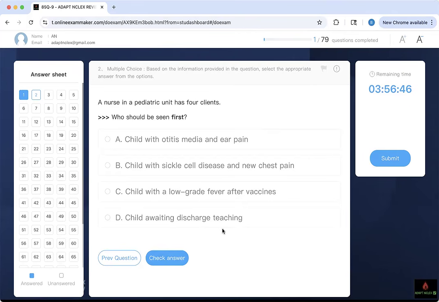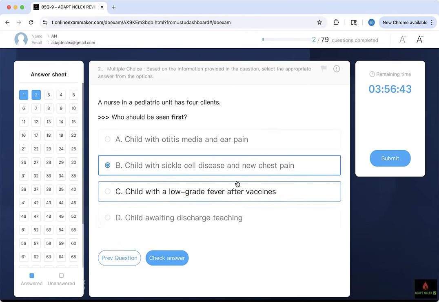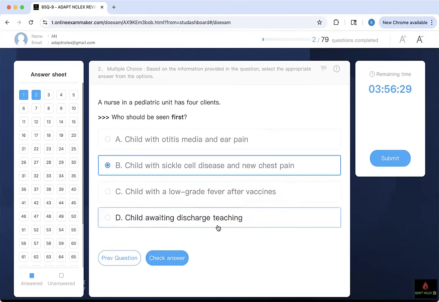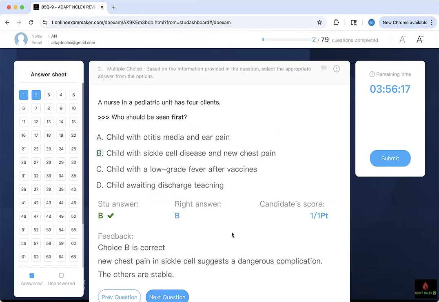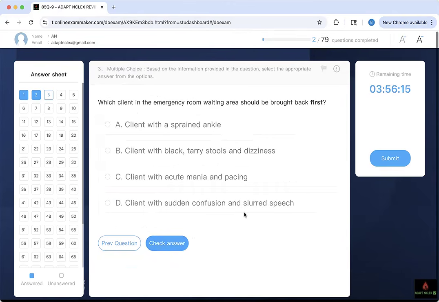But I can tell you the right answer is the same thing, the sickle cell patient. Compared to all these patients, patient B is the one who is sick. Otitis media, there's no problem with it. That's an ear infection. Low-grade fever after vaccine is an expected finding. And if you're waiting for discharge, you have no problem. If you have sickle cell with the new chest pain, same thing, acute chest syndrome. That's a bad problem. It's an acute situation. We need to see that patient right away. That patient is dangerous.